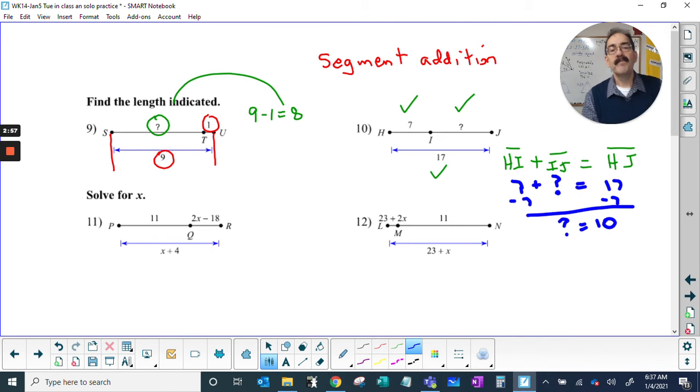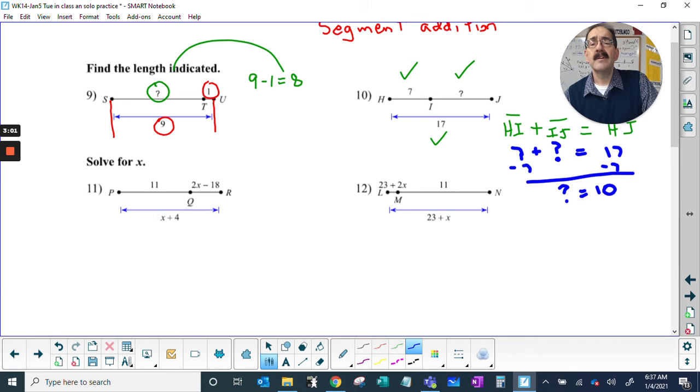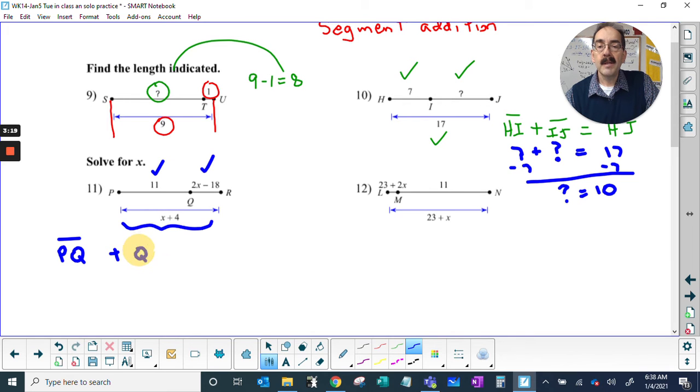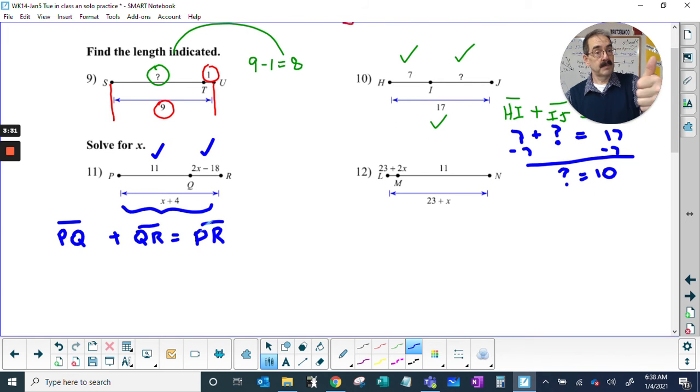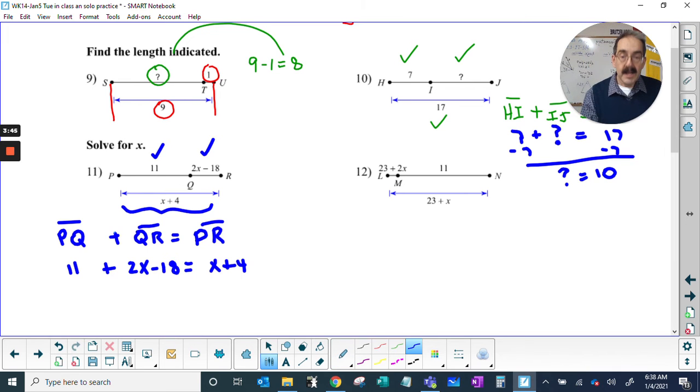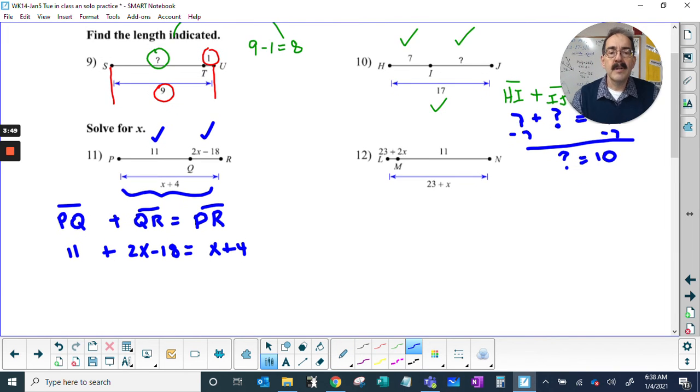All right, let's step it up a little bit. Let's say we actually have an equation here: 11 plus the 2x minus 18 is equal to the whole distance. Mathematically, segment PQ plus segment QR is equal to the whole segment PR. Now, substitute, replace, solve: 11 plus 2x minus 18 is equal to x plus 4. Remember, for partial credit, just write this out. Now we've got this algebra piece, and I know we're not all ready for that, but let's do it anyway.